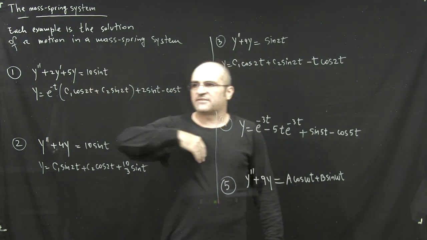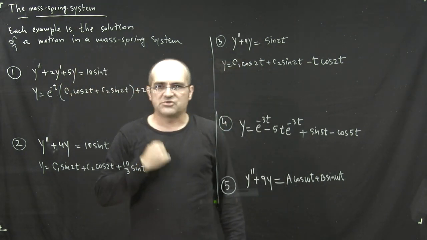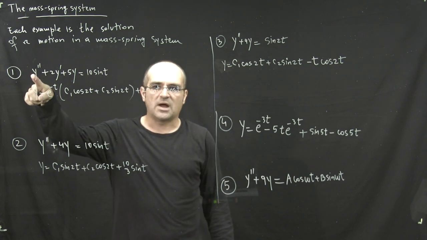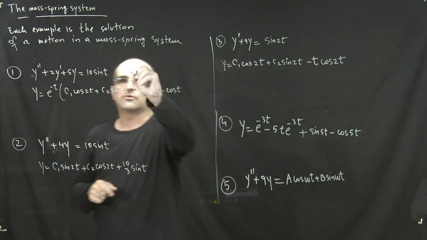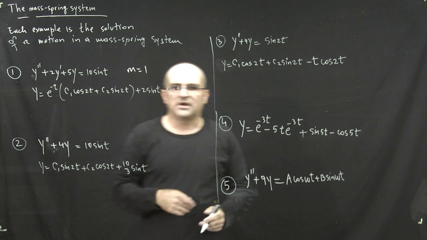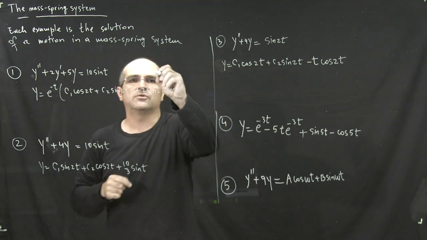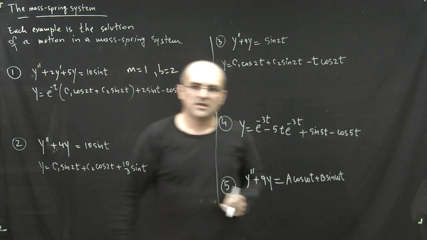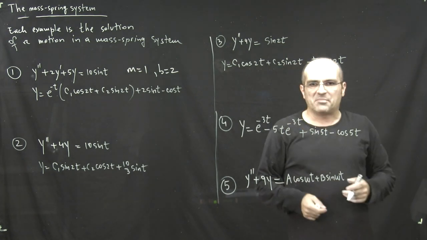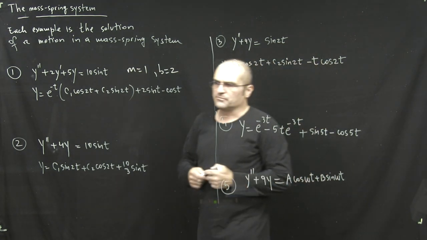Just by looking at this, if I ask, okay, what's the mass of the object? You go in immediately and say, okay, it's 1, because that's the coefficient of y double prime. What is the damping coefficient? That's 2. As long as you have y prime there, that means that there is damping in the system, so that means b equals 2.